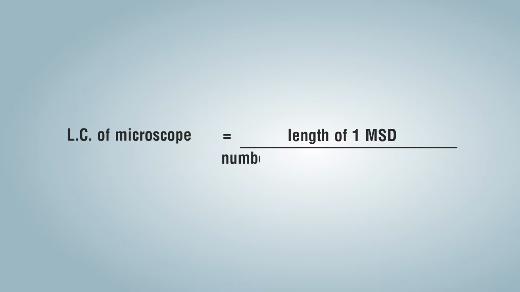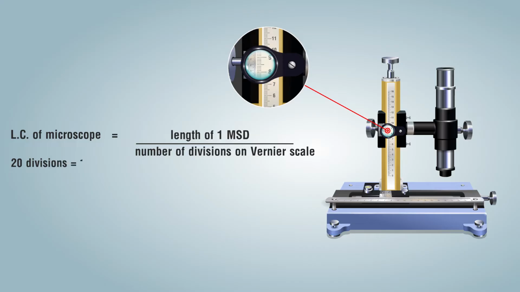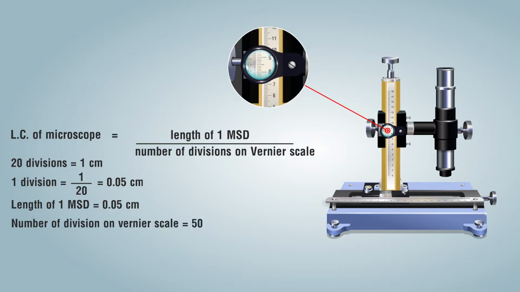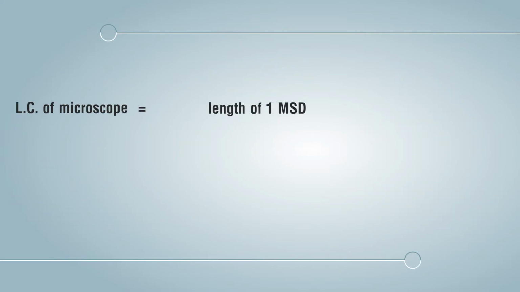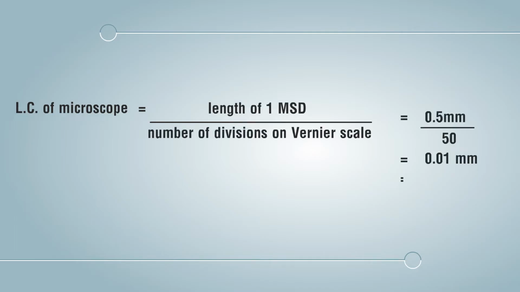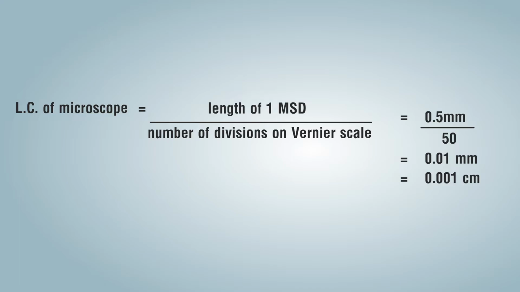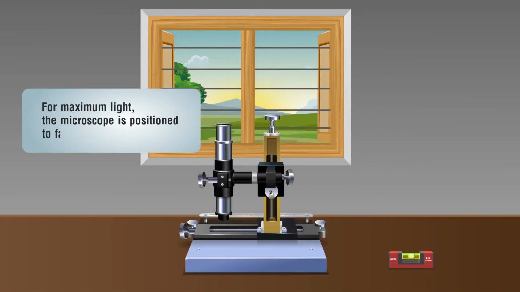Procedure: the least count of the microscope is the ratio of the length of one main scale division to the number of divisions on the vernier scale. There are 20 divisions between 0 and 1 on the main scale. Hence, the length of one main scale division is 1/20, which is equal to 0.05 centimeter. The number of divisions on the vernier scale is equal to 50. Hence, the least count of the microscope is equal to 0.001 centimeter. Place the travelling microscope on the table.